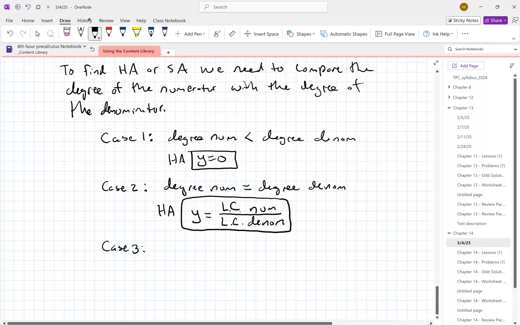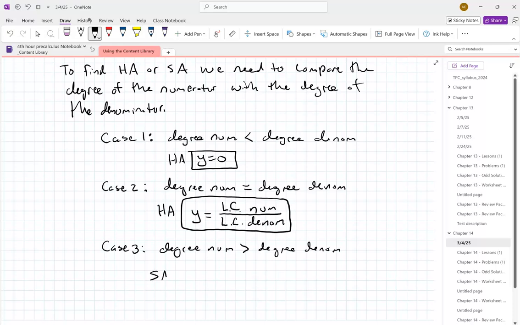The third case is the hard one, where the degree of the numerator is greater than the degree of the denominator. Here you're going to have a slant asymptote, and it's going to be y equals the quotient of numerator divided by denominator. So in case 3, we'll have to do some kind of polynomial division, either synthetic division or long division. And the quotient from that will be our equation for our slant asymptote.